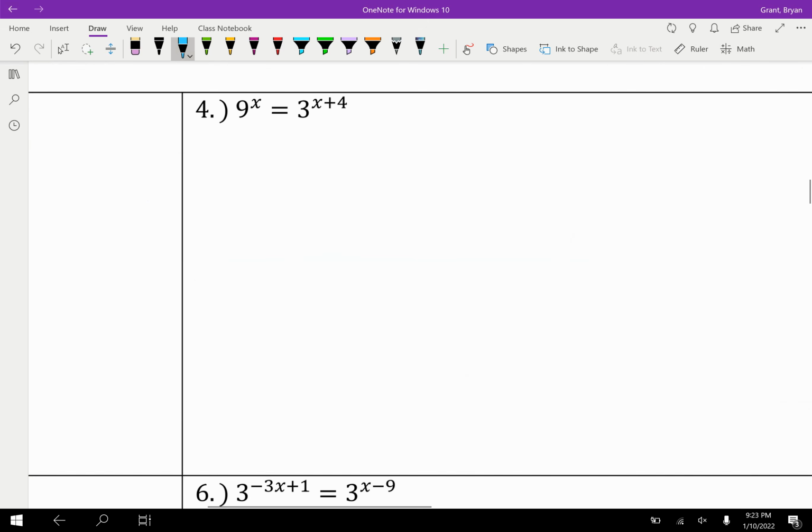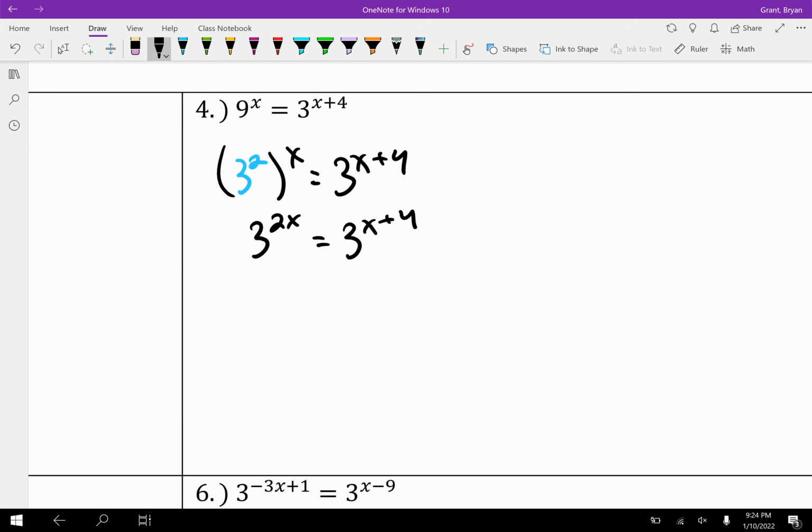Problem 4. All right, we've got to change one base here. Which one's larger? The 9 is larger. So we end up with this, and 9 becomes 3 squared. Then we simplify this. Remember, we don't add to an x. They're separated by a parenthesis. We multiply those together. And then we take the exponents. 2x and x plus 4, and we finish solving.